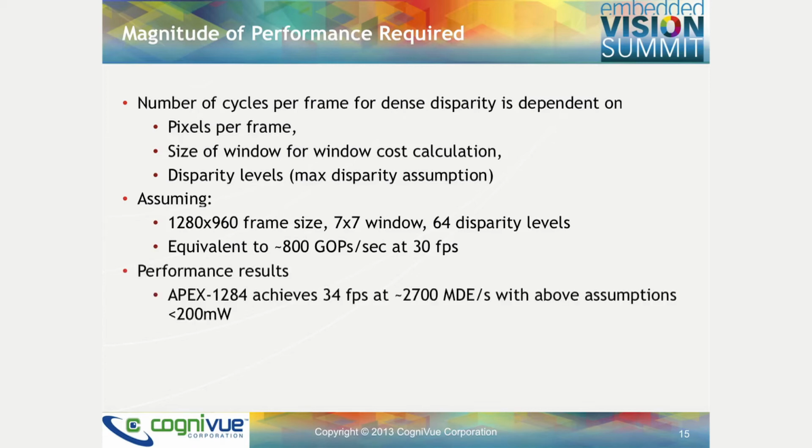So what we found is just taking the simple block matching approach that we've been talking about, a version of our core called the Apex 1284 achieves about 30 frames per second at about 2,700 MDEs. Now those MDEs are millions of disparity estimates per second with those above assumptions. We're doing it at quite low power. So with some algorithmic optimization, a factor of 3 or 4, which is not uncommon, we get down to the range of 30 to 40 milliwatts for a megapixel frame for dense local disparity mapping.